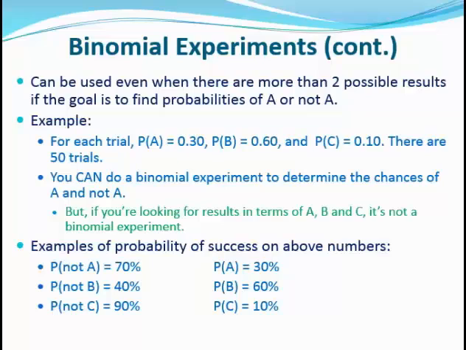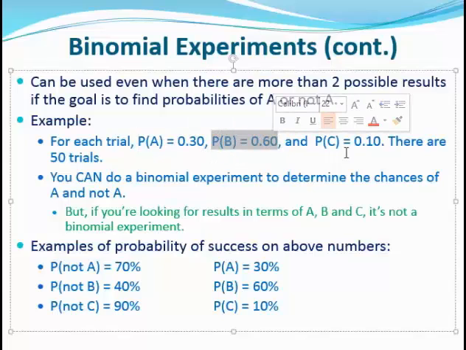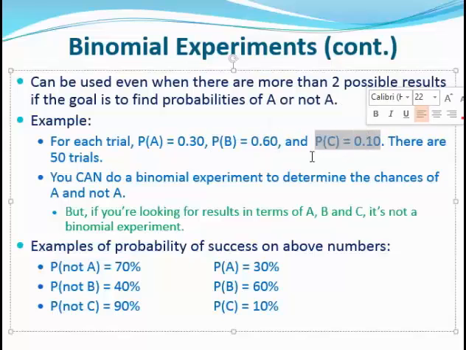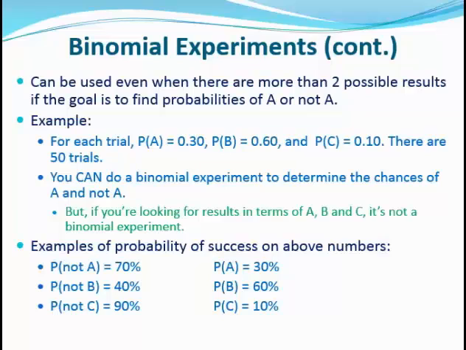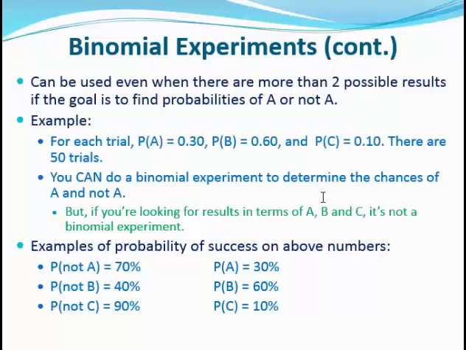But as I mentioned before, it can be used even when there are more than two possible results, such as in the case of rolling a die, as long as the probabilities are either A or not A. For example, if you have a trial and the probability of A happening, whatever A happens to be, is 30%, 0.3, the probability of B happening is 60%, or 0.6, and the probability of C happening is 10%, and there are 50 trials. Even though there are three different possible results, you can still have a binomial experiment to consider the chances of A or not A.